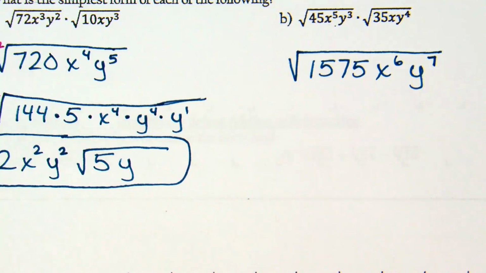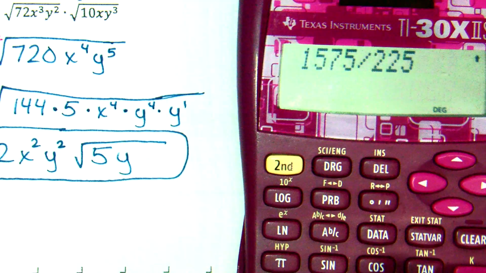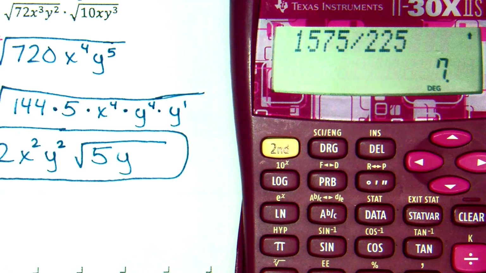Now, when I look at 1575 and I divide it by 225, I get 7. You think I got the largest perfect square? Does 7 have any perfect squares in it? No, 7 is a prime number. Whereas, if I had done 1575 divided by 25, I would have gotten 63. Well, you know what comes to my mind for 63? 9 times 7, which means I didn't get the biggest number. Okay, so that's one way you can kind of check yourself to see if we got the biggest number.